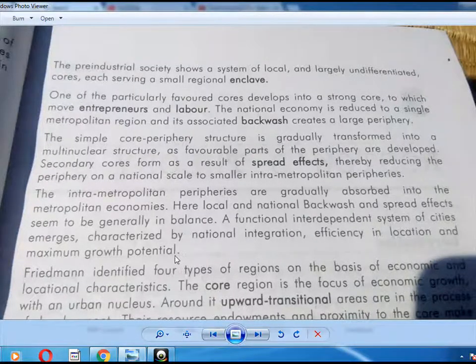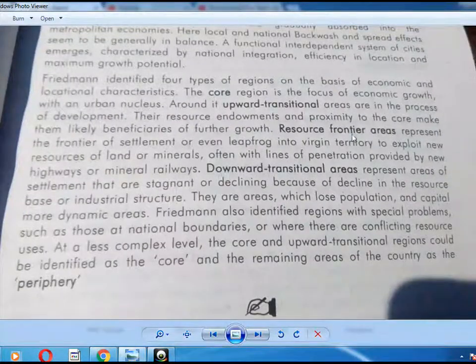Friedman identifies types of regions by economic and functional characteristics. The core region focuses on economic growth. The resource frontier areas represent the frontier of settlement, or even leapfrog into virgin territory to exploit new resources of land and minerals, often with lines of penetration provided by new highways and mineral railways. The upward transition area is a developing area near the core, beneficial for further growth.